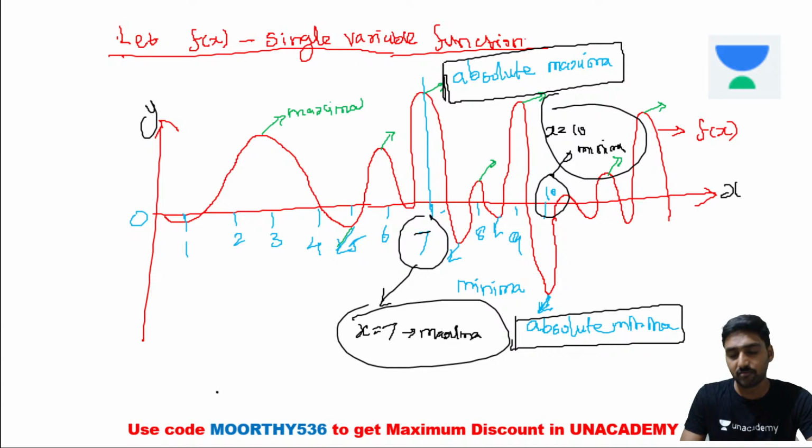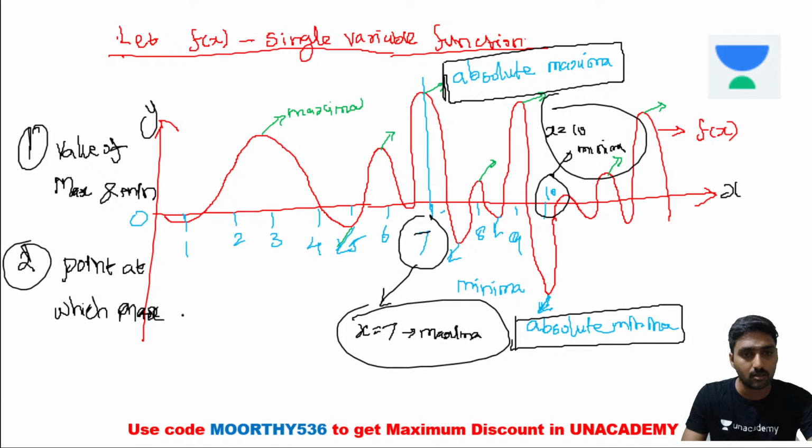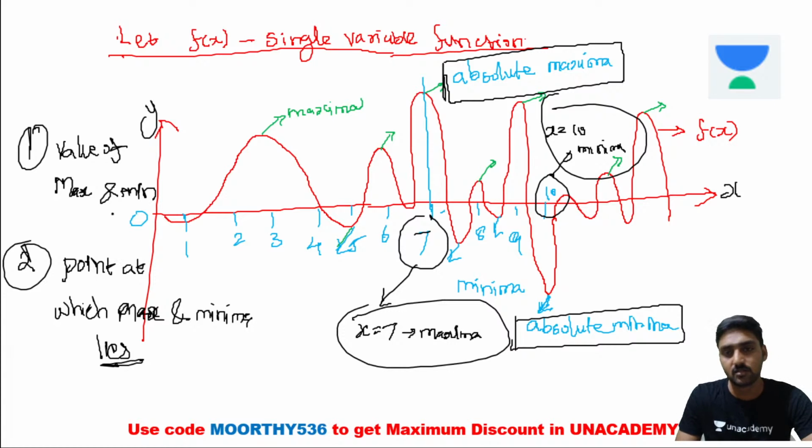So there are two kinds of questions. One is that they may ask for the value of maxima and minima. It's one category. Type 2, they will ask for the point at which the maxima and minima lie. So these are the two types of questions we get in competitive exams.